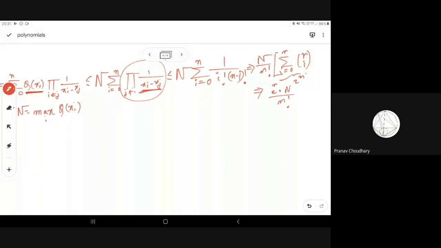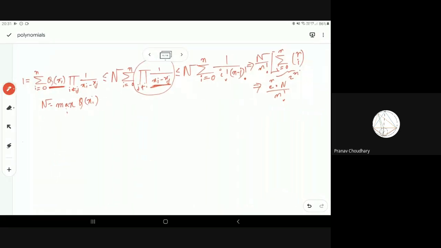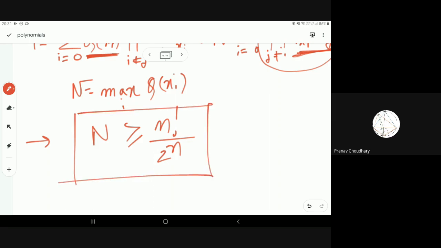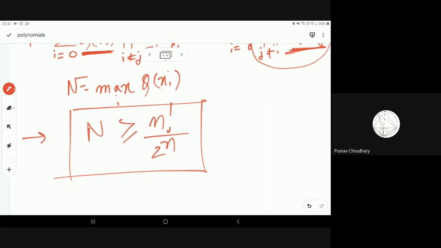So what does this give you? This tells us that n is at least n factorial. This inequality holds, right? So now think about this. What does this tell you? N was the maximum of q of xi, right? Max over i of q of xi.